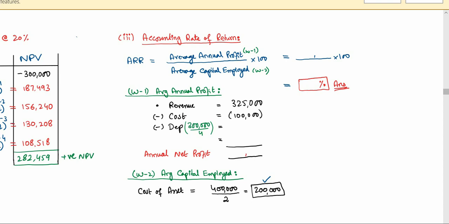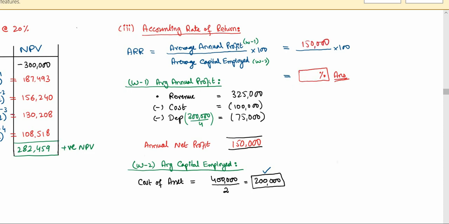300 divided by 4. It will be 75,000. Now subtract all these, then we will get the net annual benefit. So now it will be 150,000. So 150,000 is the net annual benefit. So we will write here 150,000.